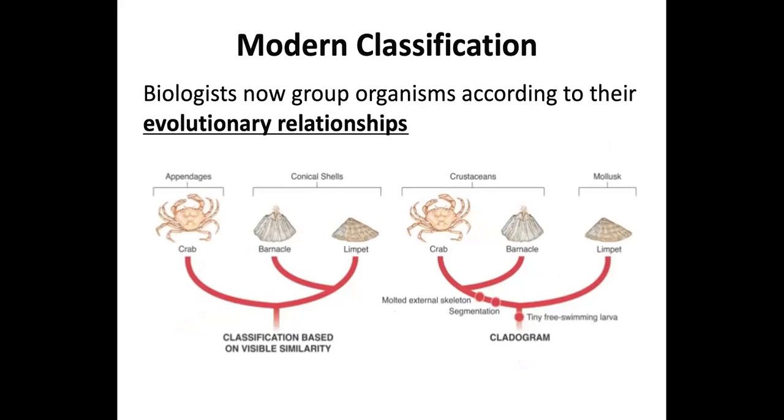This brings us to modern classification. Biologists now group organisms according to their evolutionary relationships. So we went from plants versus animals, to physical similarities, and now we are at evolutionary relationships.